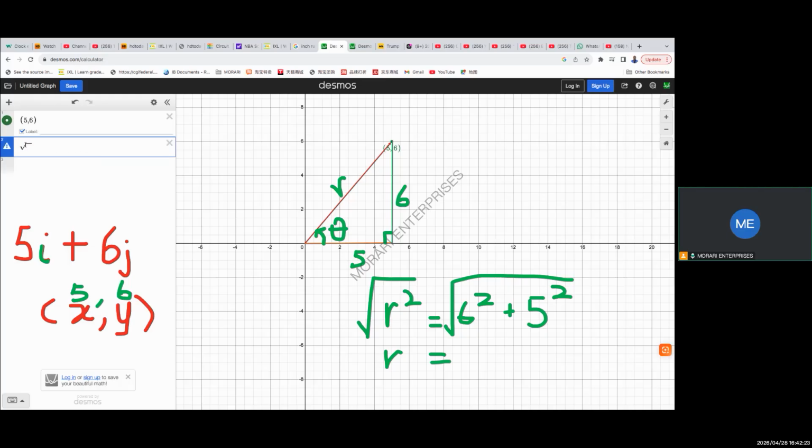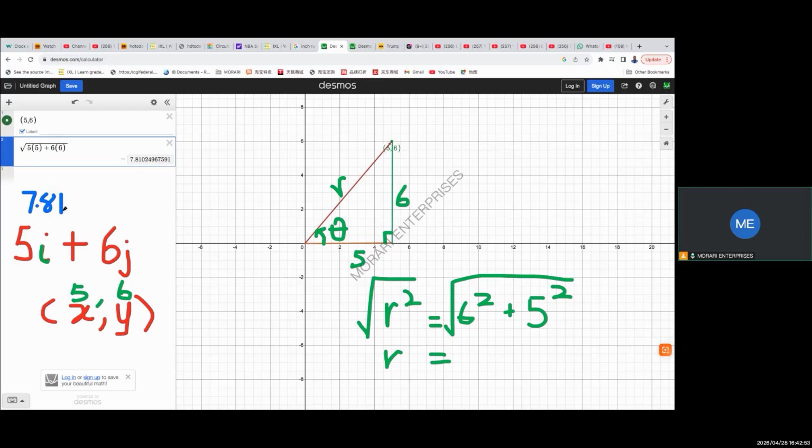And then we do 5 times 5. We can just use brackets to say times. In brackets, then plus 6 in brackets 6. That's times. Good. And our answer is 7.81. So our r here is 7.81. So this vector has a magnitude of what? 7.81. So that is the magnitude.